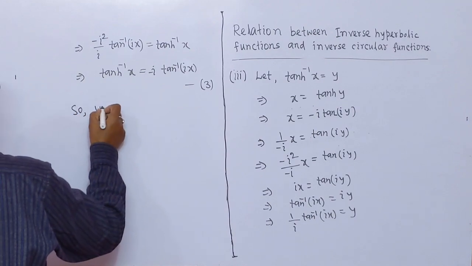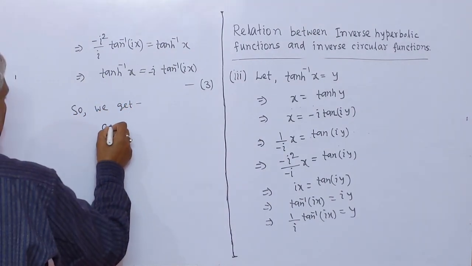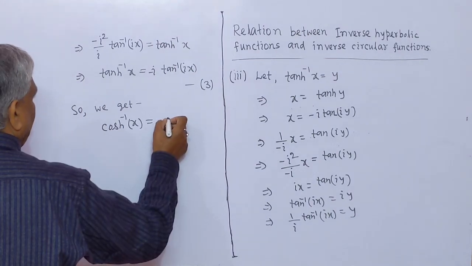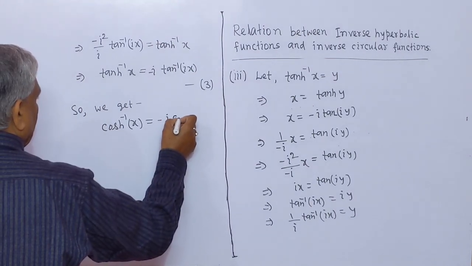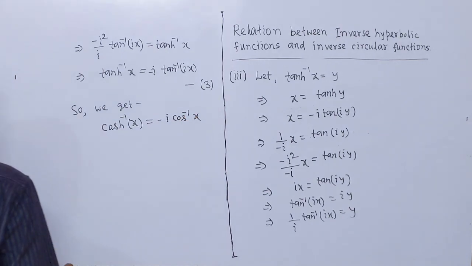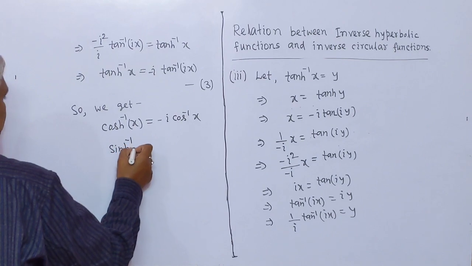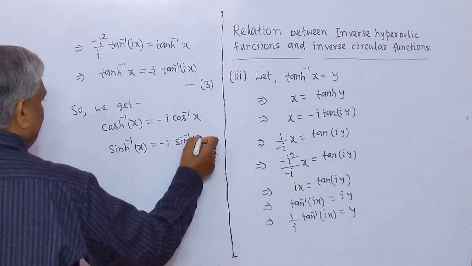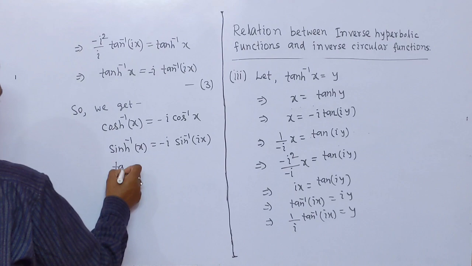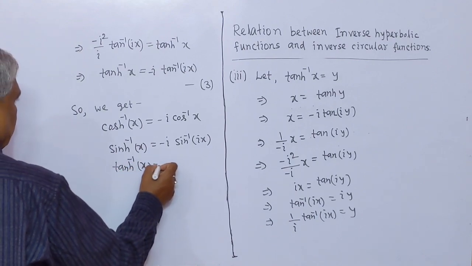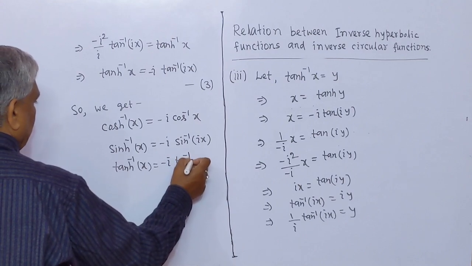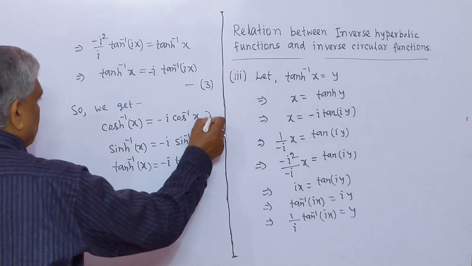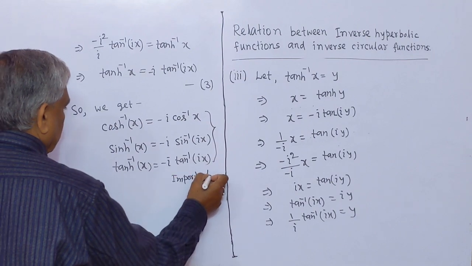So we get cos hyperbolic inverse x equals minus i cos inverse x, sin hyperbolic inverse x equals minus i sin inverse of ix, and tan hyperbolic inverse x equals minus i tan inverse of ix. These are the important formulas.